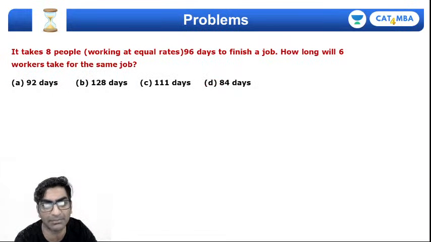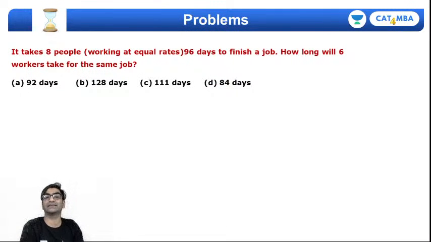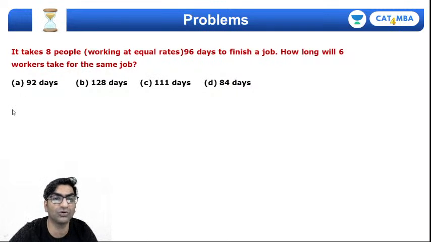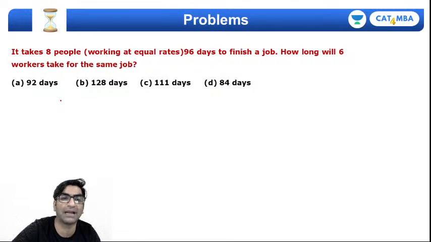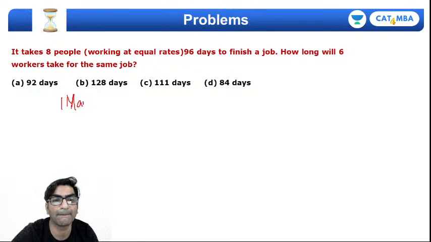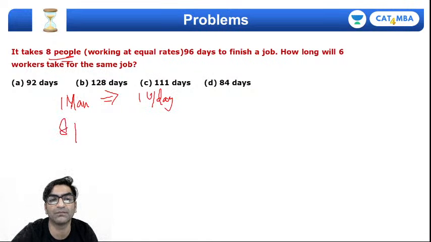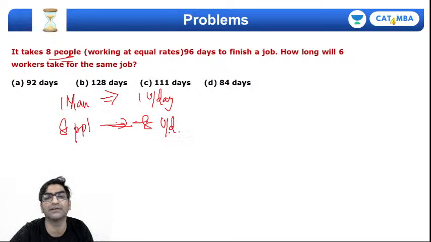Consider this as an example. 8 people take 96 days to finish a job, right? So what you do is you assume, let's say one man does 1 unit per day, right? So 8 people will do 8 units a day, okay?